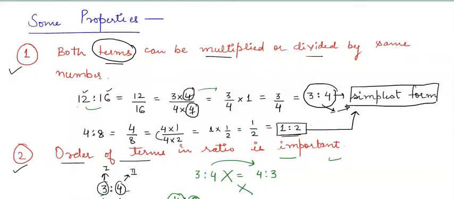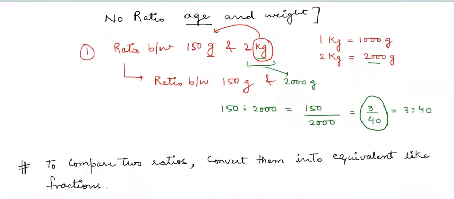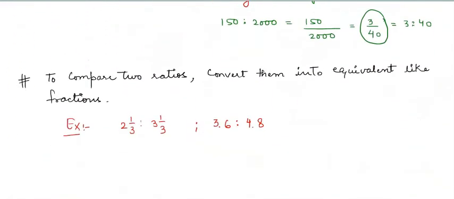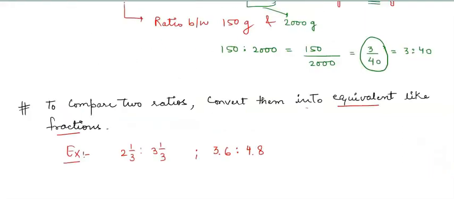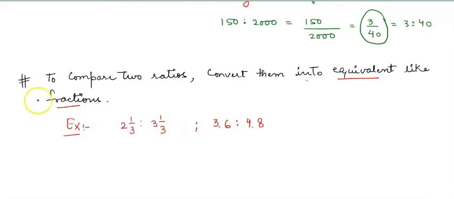We talked about some properties on ratio, right? So now moving forward, what we are going to study today is how to compare two ratios. To compare two ratios, we have to convert them into equivalent like fractions. So we have an example here. Let's see the example, then you will automatically understand this line.